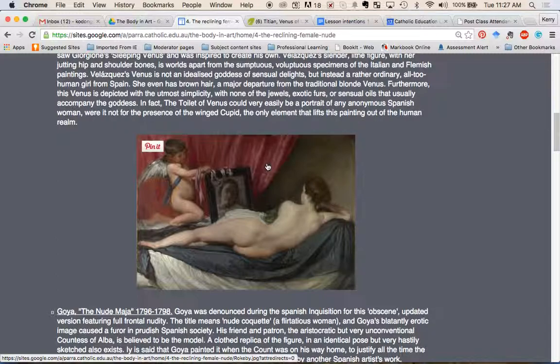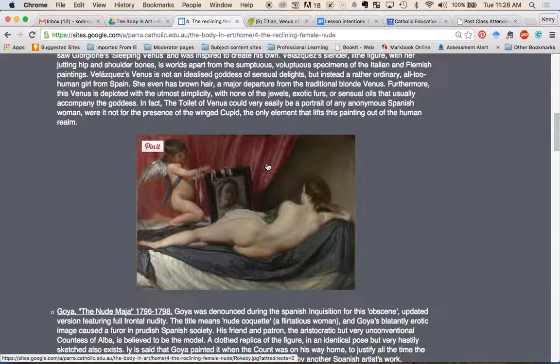What's different about this particular work? We see her from behind. Are there any references to the other symbolism that we're seeing in Giorgione's Sleeping Venus or Venus of Urbino? Are there any connections between it? Looking at the audience. That's right. She's looking out at her audience.